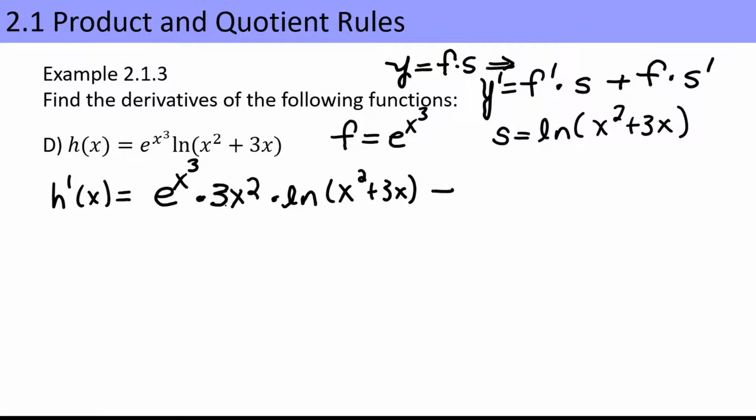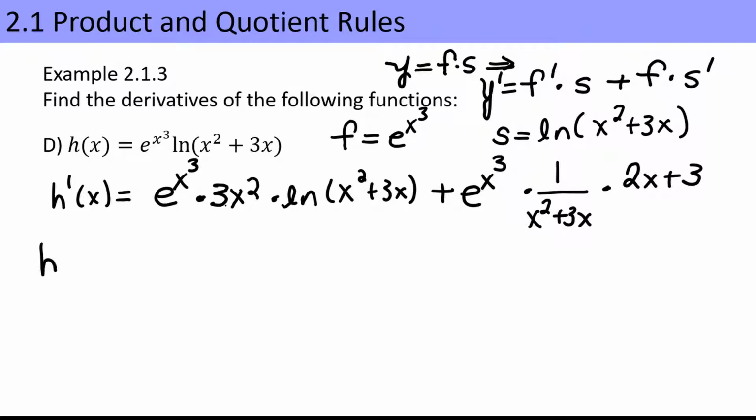And then for the second part, the first function, we write e to the x cubed, and the derivative of the natural log of, so the rule tells us it's 1 over the argument, which is x squared plus 3x, and then we need to multiply it by the derivative of x squared plus 3x, which would be 2x plus 3. Now we're done with the calculus portion, but we do have a little bit of algebra cleanup.